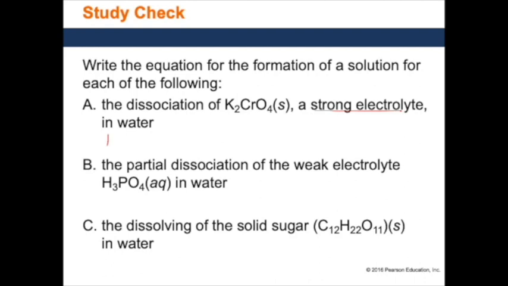So this would be K2CrO4 solid. It will dissociate in water, which is liquid, to give us potassium ion. Again, this is 1 ion and this is a polyatomic ion. So CrO4 2 minus. This will be aqueous. This will be aqueous as well. How many potassium? 2.